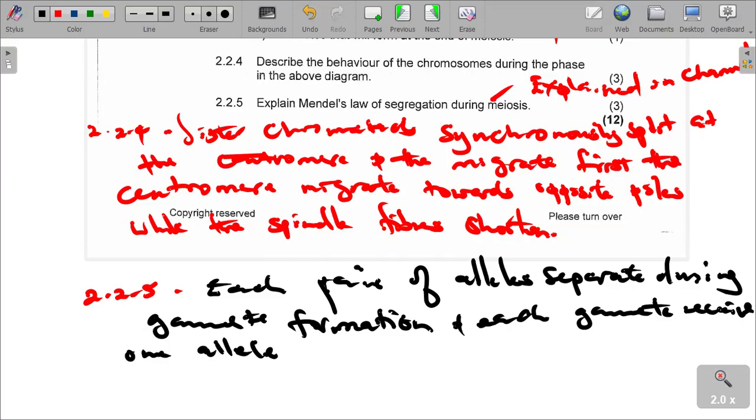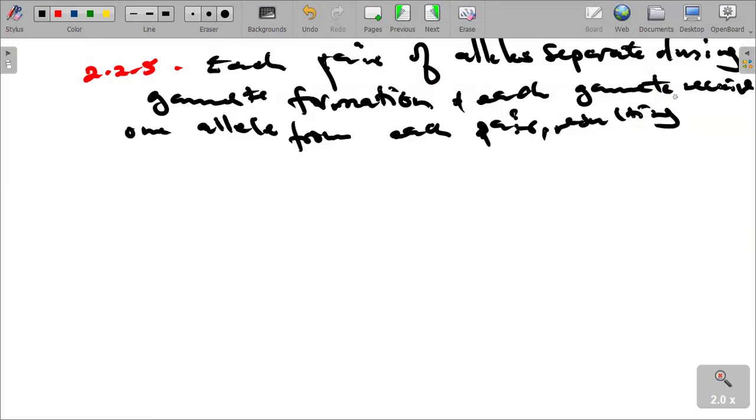When that occurs, each gamete receives one allele from each pair, and then random assortment results in a mixture of different allele combinations.